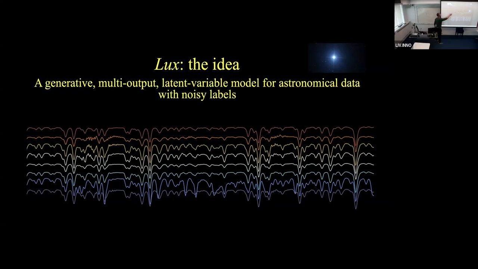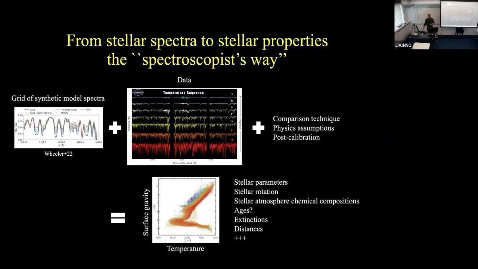It's generative because it can create the data that you're inputting, so it learns a relationship to be able to replicate the data. It's multi-output because it has different downstream tasks. So it can perform operations to learn about parameters of stars, or spectra, or parallax, etc. And it's a latent variable model because it has a set of variables that the model optimizes, which mean nothing, but when put together, output the properties that you care about. And noisy labels, because astronomy has noisy information to start with.